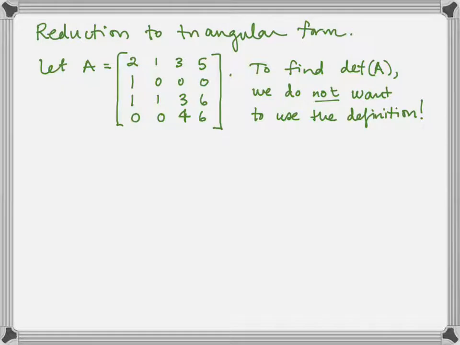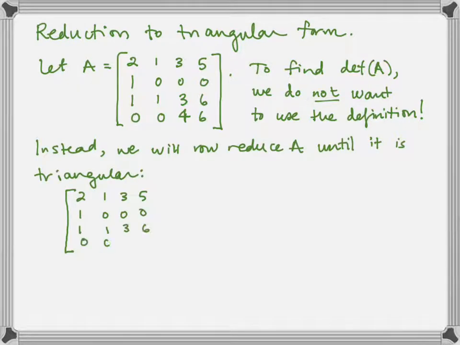That's because the definition requires us to figure out 24 different permutations and their signs and write out the long form. And then we'd have to plug in numbers, because at this point that's the only technique we know for calculating a determinant. So instead, we'll row reduce A until it's in triangular form.